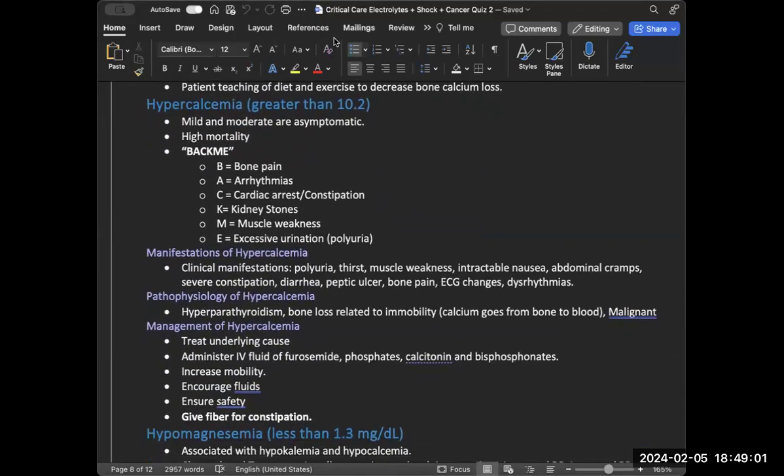Then we have hypercalcemia. Now, when you have high calcium levels, you have more of a sedated reaction when your calcium's too high. I just want to keep that in mind because you're going to see when we talk about more of the manifestations how that makes sense. So, there's a little mnemonic called BACME, which is bone pain, arrhythmias, cardiac arrest and constipation, kidney stones, muscle weakness, and excessive urination or polyuria.